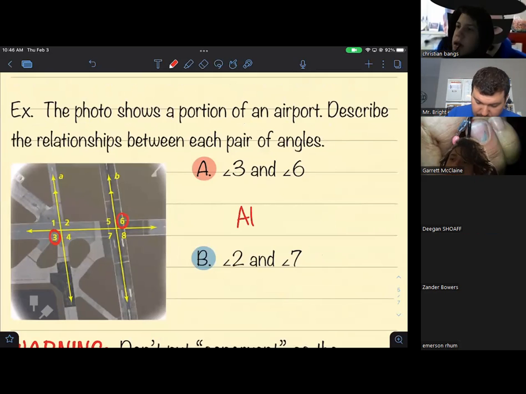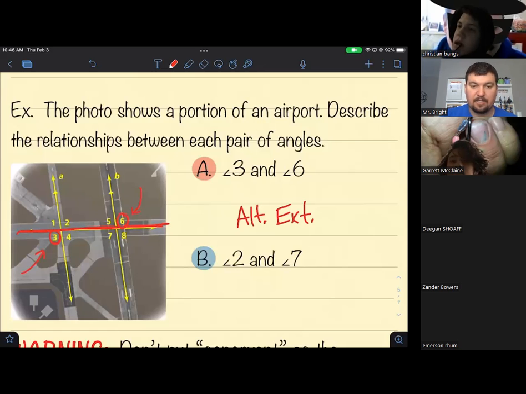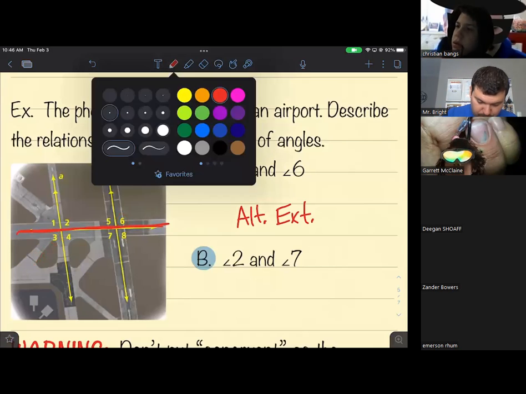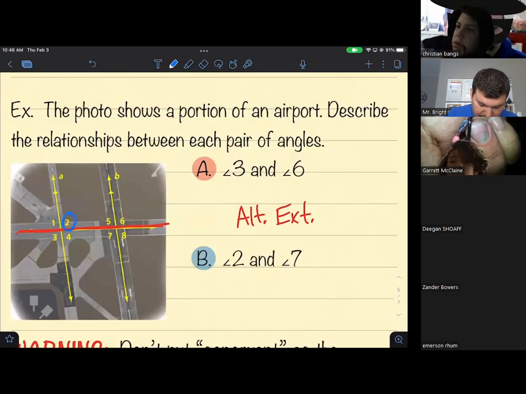They are alternate exterior. And if you're struggling with that, remember, this is your transversal. So they're on different sides of the transversal. So there's your alternate part. And then they are outside the railroad tracks, or in this case, the airport runways. So they're outside the parallel lines, which makes them exterior. Okay, let's do the other one here. Angle 2 and angle 7. Sky, can you tell me what the relationship is there? Alternate interior. Nice job. These are alternate interior.